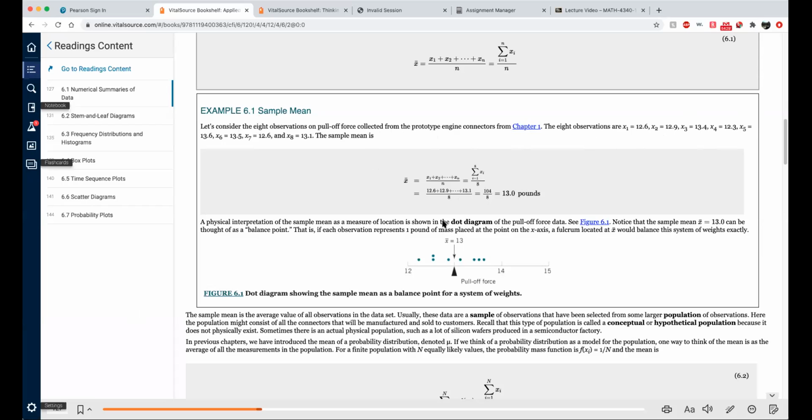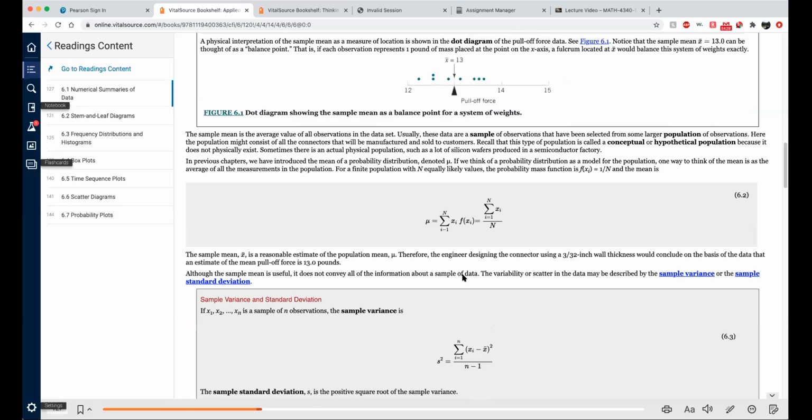Now we find our sample mean. Sum all of the sample data and divide by the number of sample data, which gives 13. What's the physical meaning of this number? It's a measure of location. As shown in the dot diagram of the pull-off data, 13 can be thought of as a balance point. So this is the physical meaning of this problem.